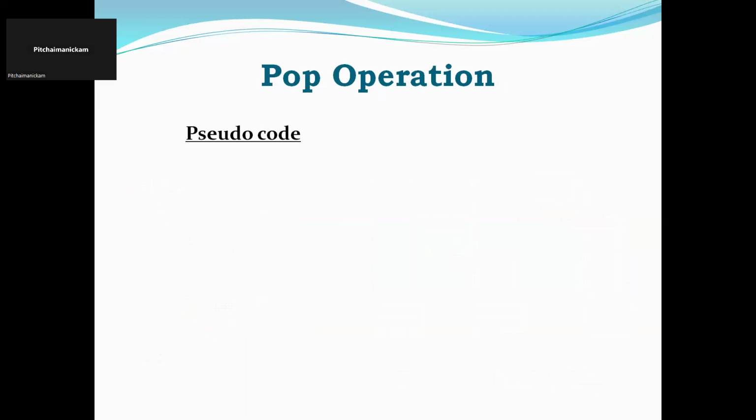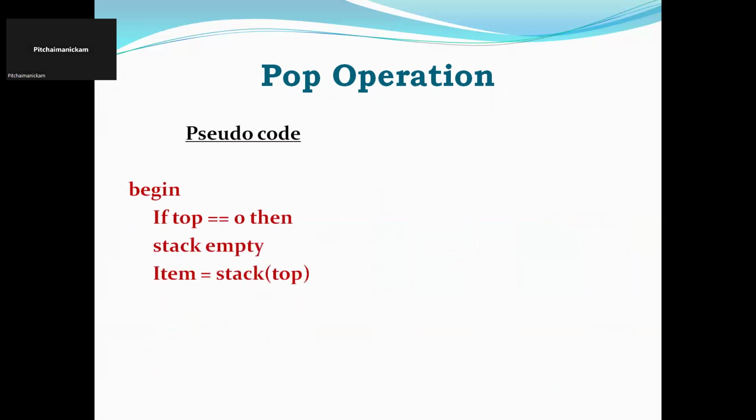Next, we are going to discuss the pop operation. Let us consider the pseudocode. First, we check whether top is equal to 0, that is, whether the stack is empty. If the condition is false, we move on to the else part. The top element of the stack is assigned to item, and top is equal to top minus one. This is the way we remove an element.